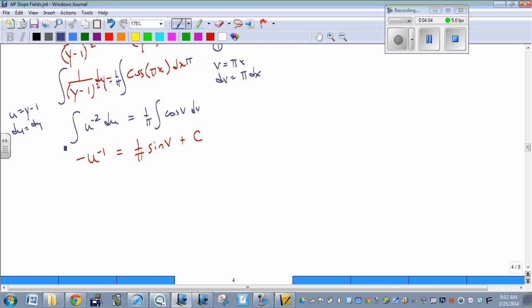So we can substitute our u and v back in. This is like negative 1 over u, so we get negative 1 over y minus 1 equals 1 over pi times sine of pi x plus c. So here's where we get some points. Antiderivative of this one's going to be 1, this antiderivative is 1, and the c is 1. So now we're up to 4 points for this problem.